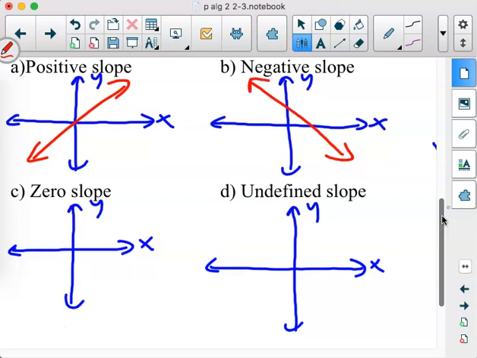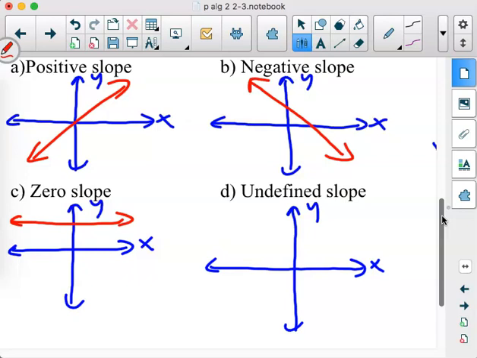Zero slope. So it would have to have a 0 on the top. That would mean it doesn't have any rise. What kind of a line doesn't ever rise? Horizontal line. That has a 0 slope.